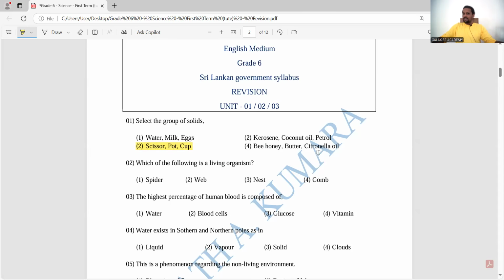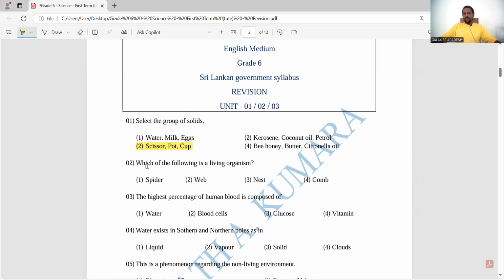Why is the fourth answer incorrect? Because bee honey and citronella oil exist in the liquid form. So the first question answer: scissor, pot, cup. Then let's go to the second question.